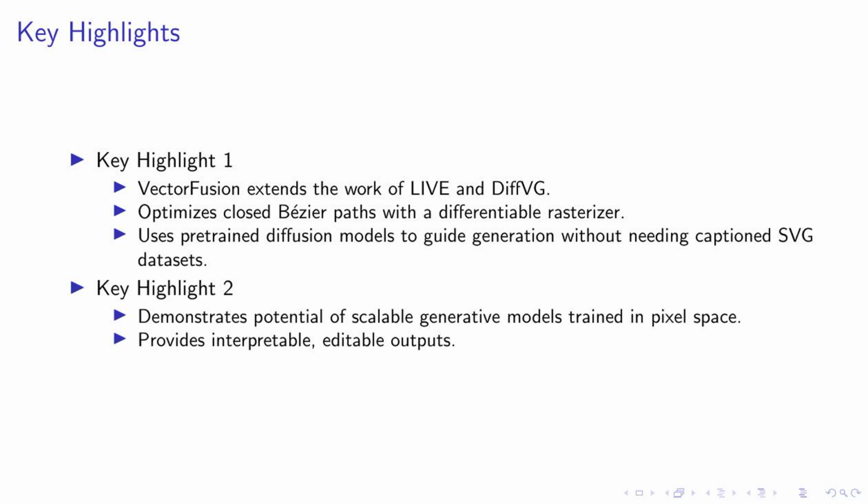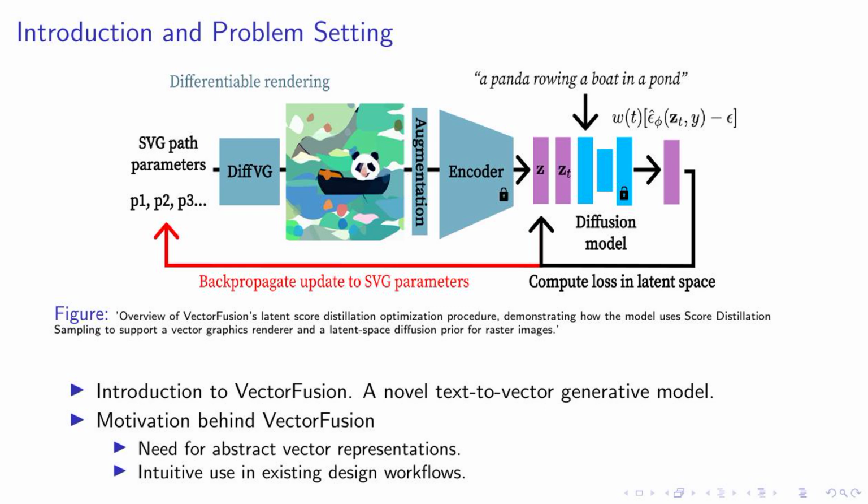Moreover, VectorFusion showcases the potential of scalable generative models trained in pixel space. It offers interpretable, editable outputs, which can be seamlessly integrated into existing design workflows. This opens up new possibilities for the application of generative models, providing a reference point for future system designs. As we continue to refine and advance text-to-image models, we anticipate VectorFusion will continue to evolve and improve, offering even more capabilities and applications. Let's delve into VectorFusion, a groundbreaking text-to-vector generative model.